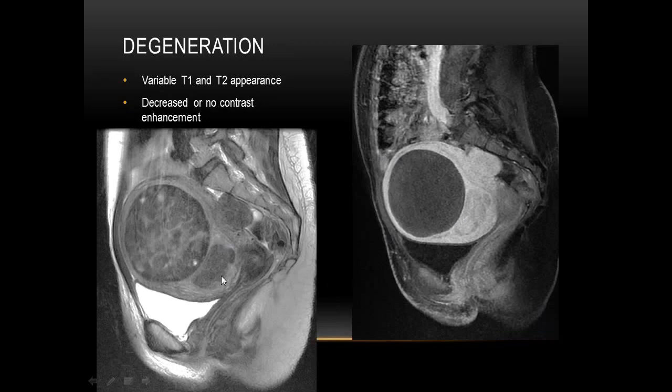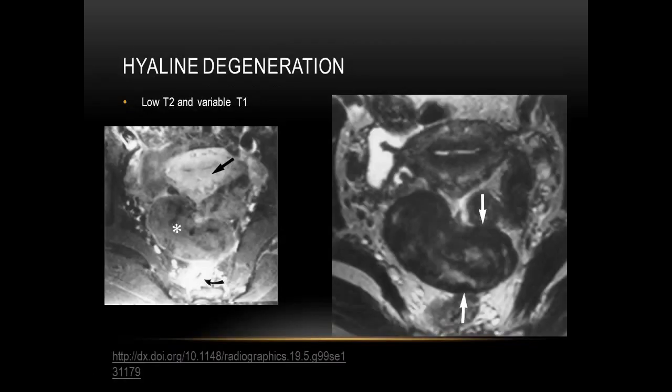So you can see these fibroids are still non-degenerated. Here they enhance on our post, but this large one has undergone degeneration and does not enhance. There are many types of degeneration. The first that we're going to discuss is something called hyaline degeneration. It is characteristically low on T2, and it doesn't enhance.